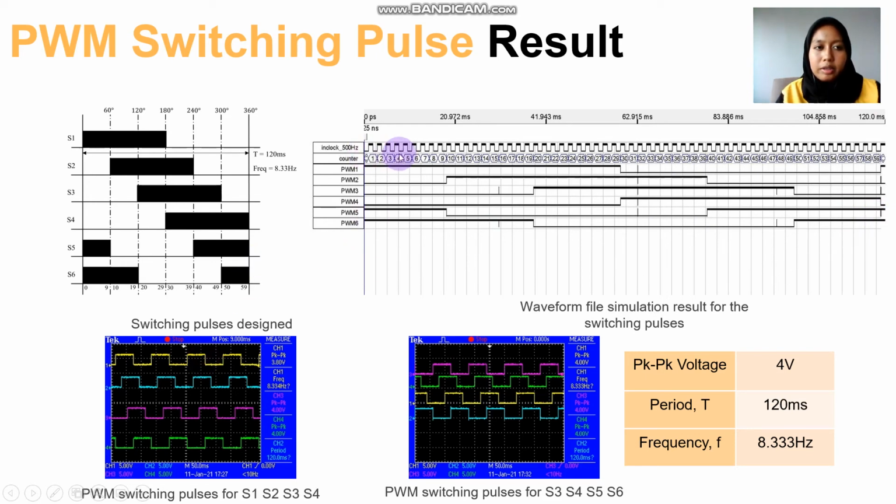Next, we test the PWM switching pulse on the hardware implementation, and we can see that the result obtained from the simulation matches the hardware implementation result. This is the switching pulse for S1, S2, S3 and S4. These are the switching pulses for S3, S4, S5 and S6. From the oscilloscope, we are able to measure a peak voltage of 4 volts with a period of 120 milliseconds and a frequency of 4.33. So it is safe to say that the hardware implementation result met the PWM switching pulse design in the simulation.